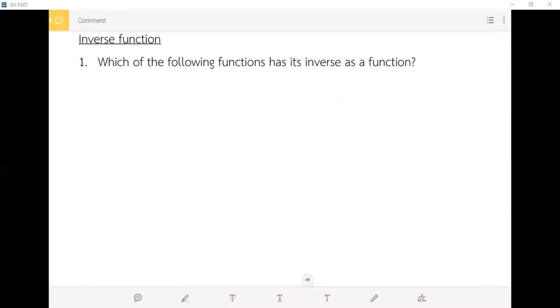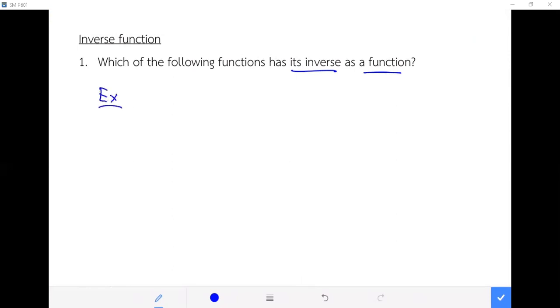Okay. Inverse. This one, right? I'm going to ask which of them, like we have many choices, has its inverse as a function. You know what I mean, right? If you still remember, let's say y is equal to x squared. I give you a function like y equals x squared. So this one in the graph looks like this. I draw the x and y axes. It's a parabola, looks like this, right?